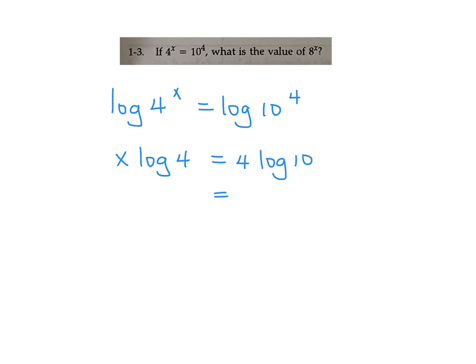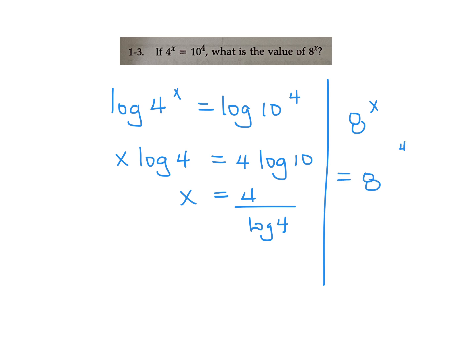Log of 10 is just 1, so that's just 4, and then that's log of 4. And let me see if I did that correctly. Yeah. So then 8 to the power of x is just 8 to the power of that, 4 over log of 4. And this is a number. And I think this should be sufficient, right?